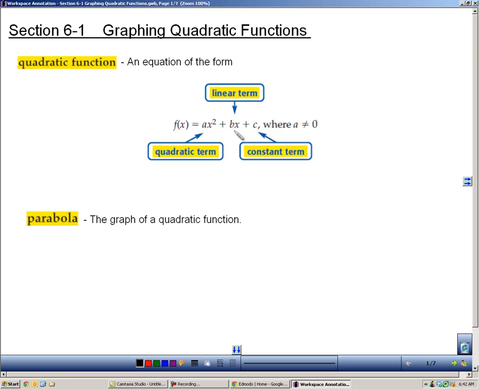Now it is possible to have a quadratic function that doesn't have a b or a c, and it's just something x squared, but the other terms have names also, and that's what they're called. When you graph a quadratic function, you get a shape that's called a parabola. And a parabola looks like this. It can open up or it can open down. It looks like a U, either regular or upside down. That's called a parabola.